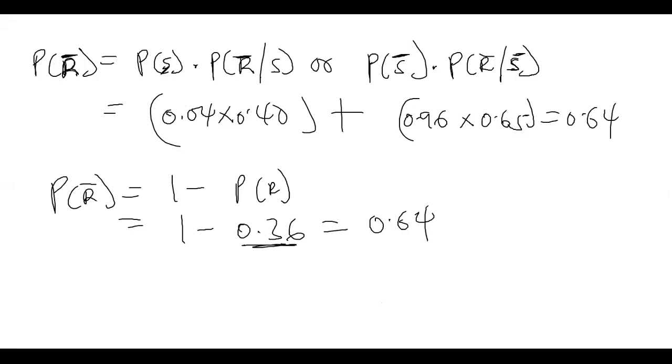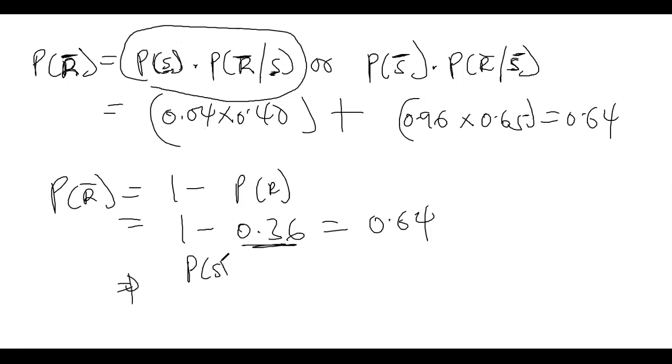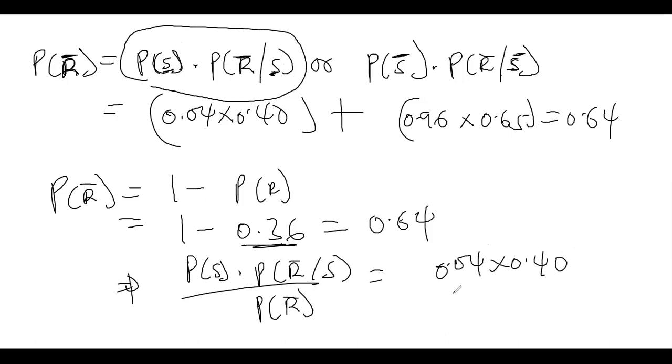So the increasing share price term here becomes the favorable outcome. This will essentially give us probability of S times probability of bar R based on S, over probability of bar R. So this will give us 0.04 times 0.40 over 0.64, and this will give us 0.025. Okay, so that is the answer.